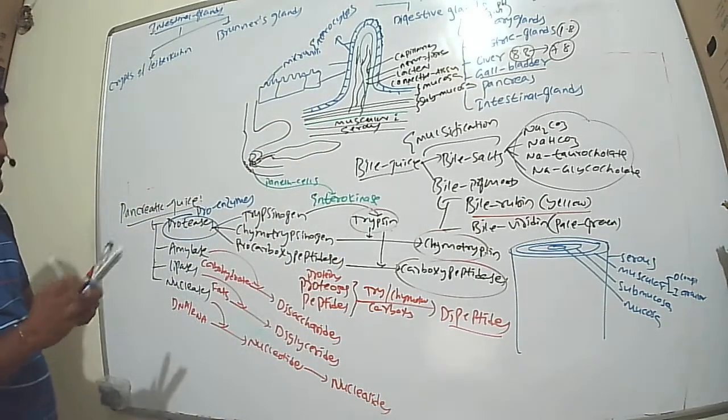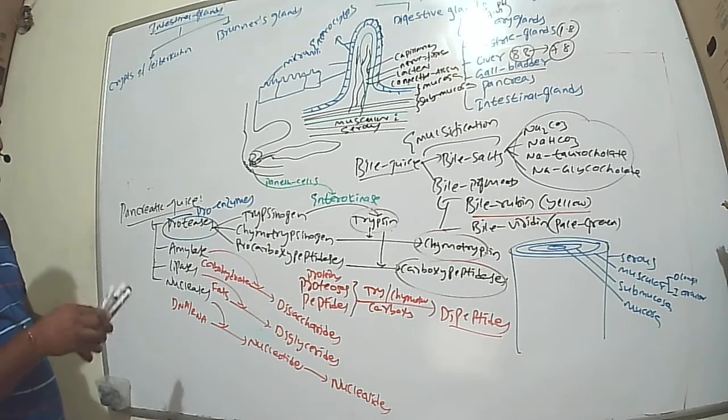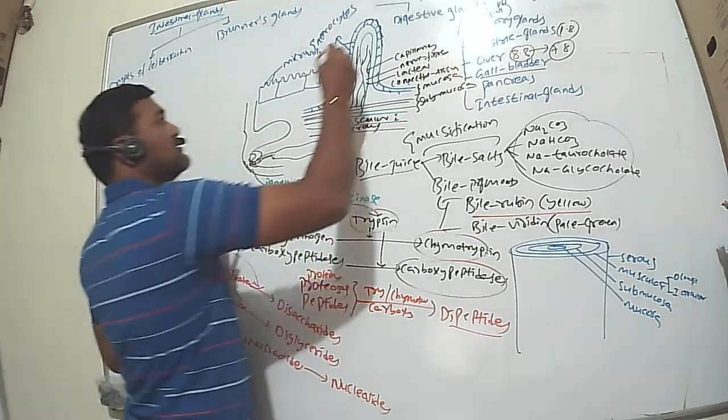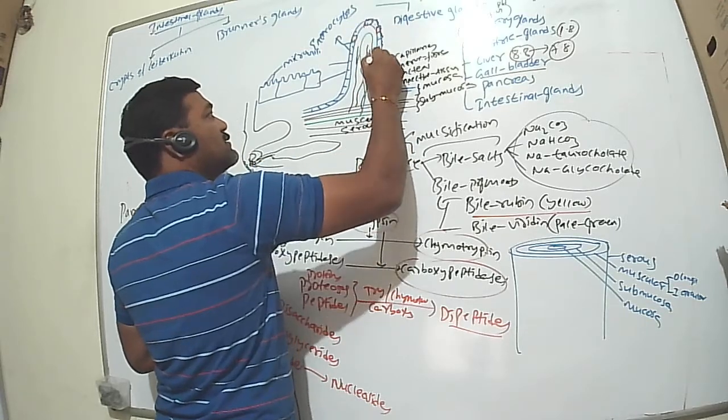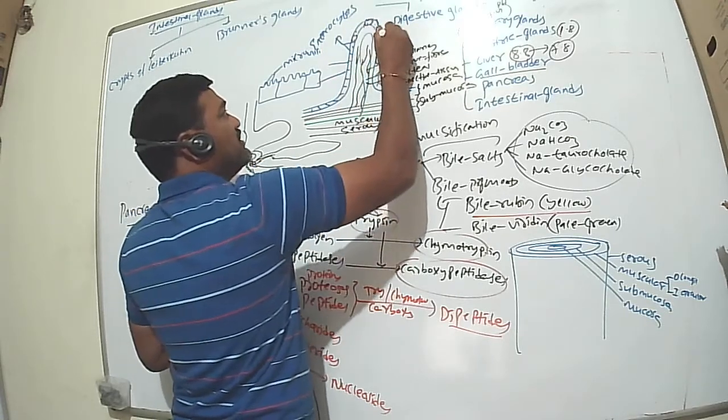But here and there are some cells which are called goblet cells. For example, this is a goblet cell, this is a goblet cell, and this is a goblet cell. They will release mucus.